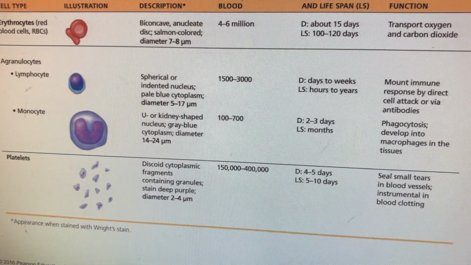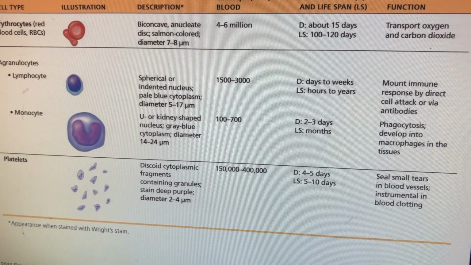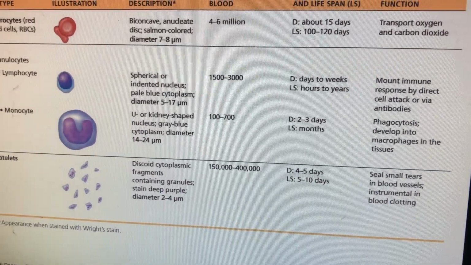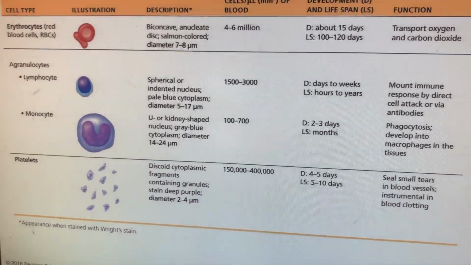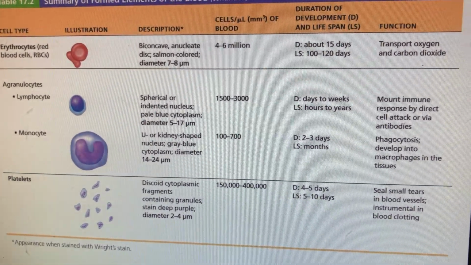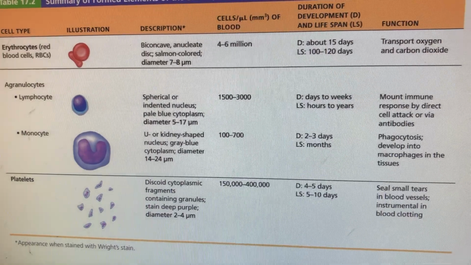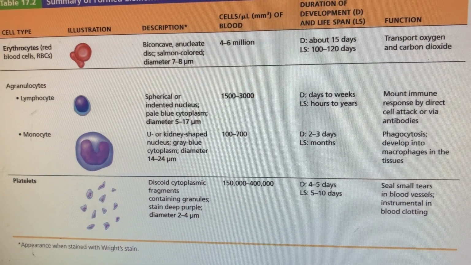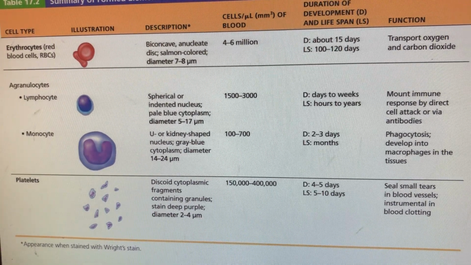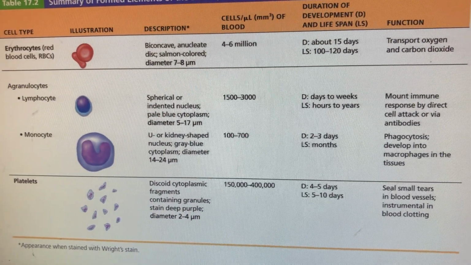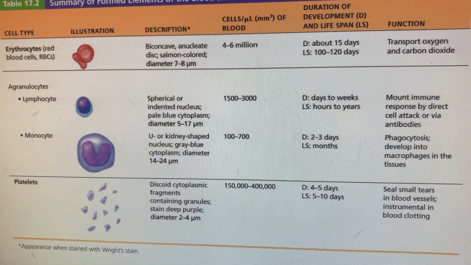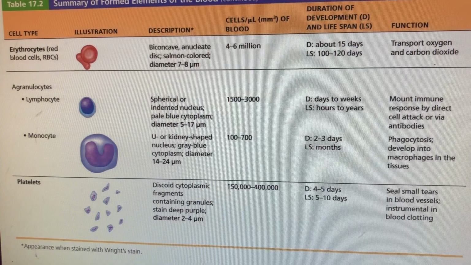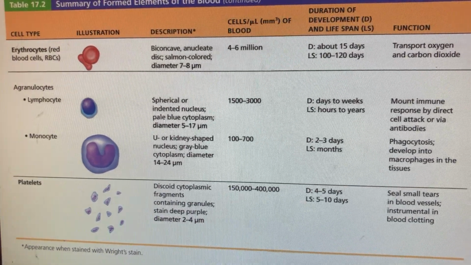Now you really can't see any granules in there just because of the magnification. So with a lymphocyte, if you look over to the right, it's going to mount an immune response by direct cell attack or through antibodies. So that's its job, and if you have a high lymphocyte collection in your sample of blood, remember it's the second most numerous after the neutrophils, about 25 to 40% that you would find in a sample. That would concern a doctor because they might have to find out why you have so many leukocytes in circulation.